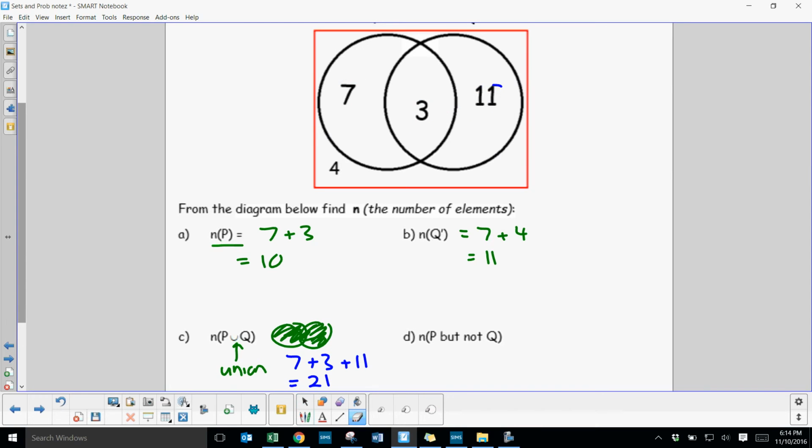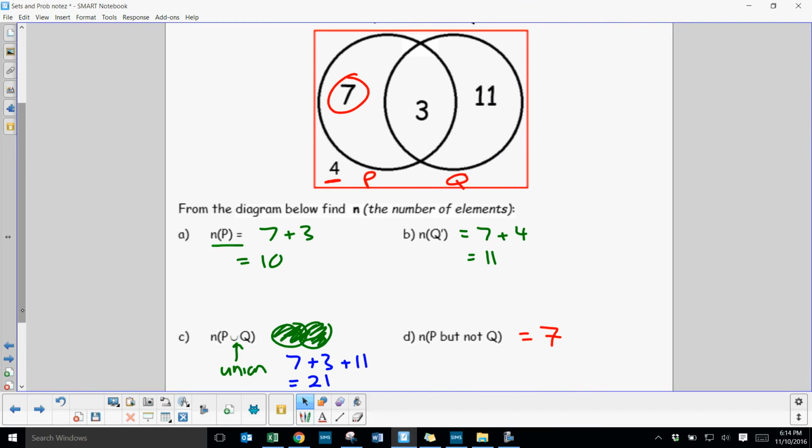Next we have how many are in P but not Q. As you can see, here's P, here's Q. So P but not Q is this part here. It can't include the 4 because 4 is not part of P. It has to be in P but not Q. So it's just equal to 7.